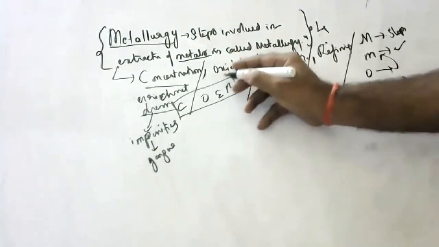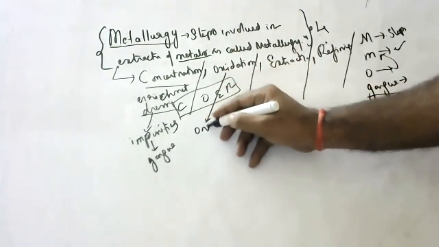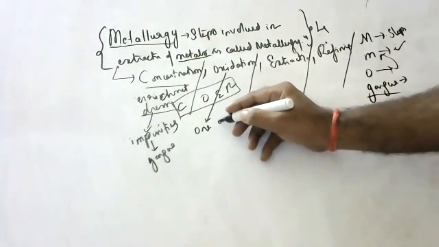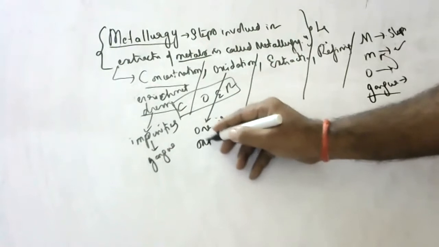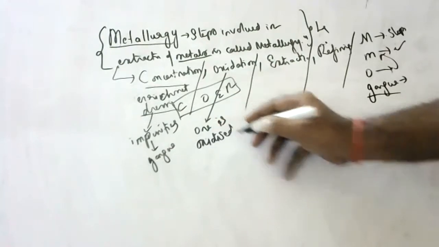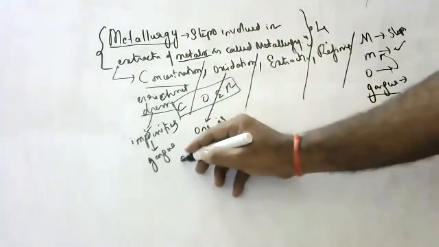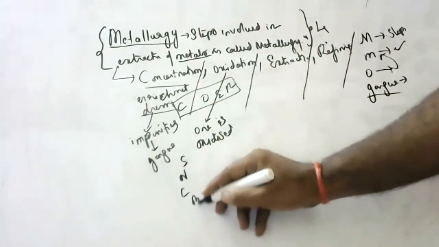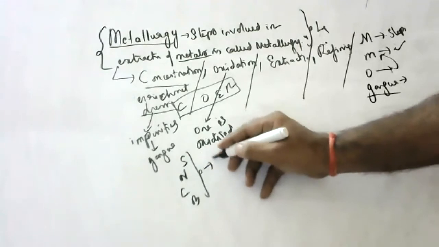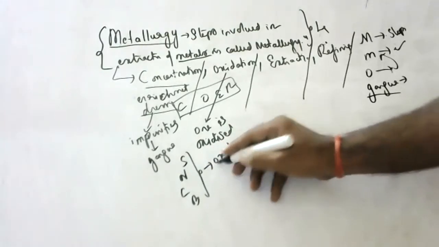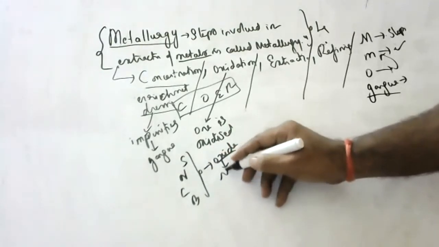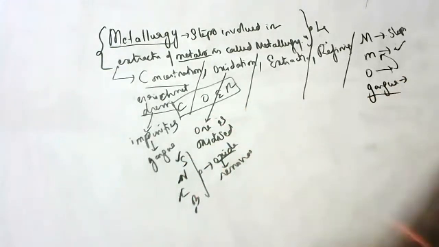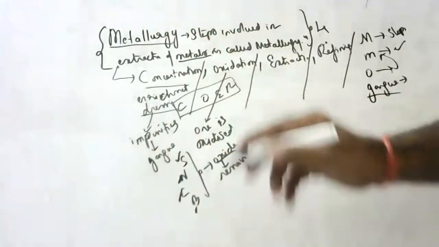Next, oxidation. What is oxidation? We have concentrated the ore. That ore we will oxidize. Why is the ore oxidized? Let it be sulfide ore, nitrate ore, carbonate ore, bicarbonate ore, any ore we have to convert into oxide ore. Why will we convert into oxide ore? Because removal of oxygen is easy, instead of removing sulfur or nitrogen.